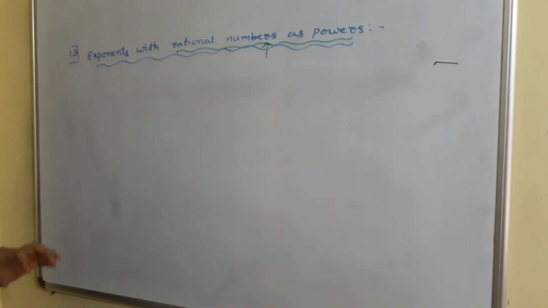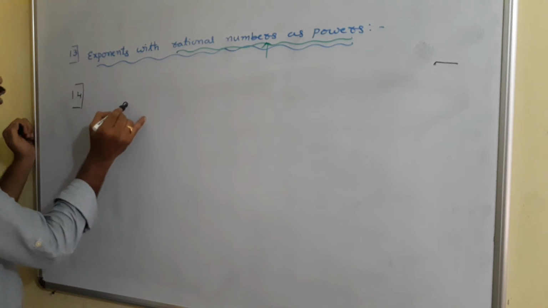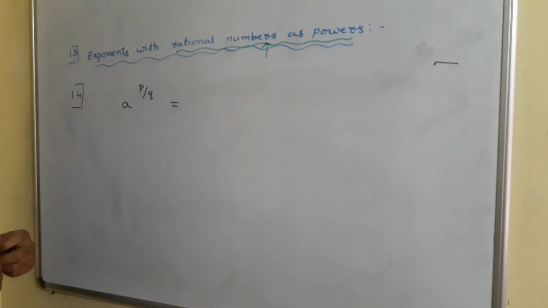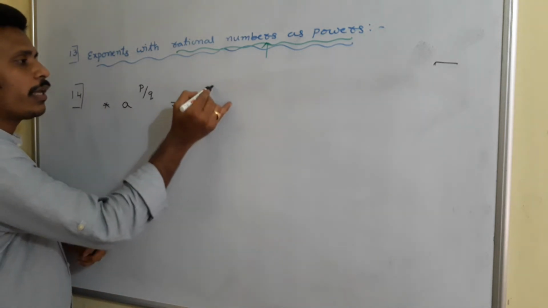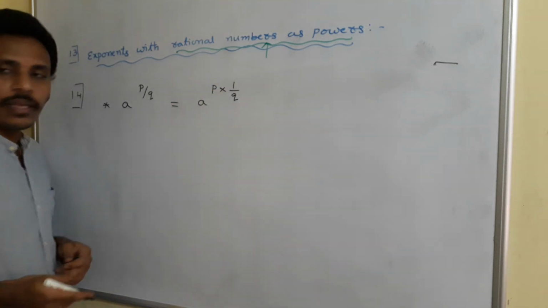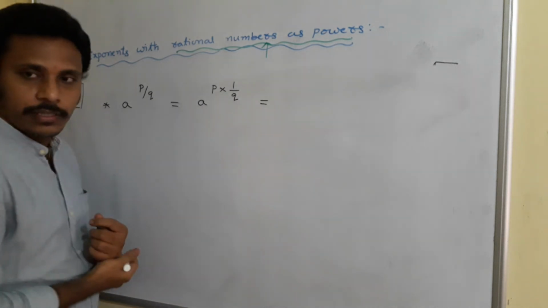And then in 14, what I am going to explain for you is, if you have a number p by q as a power, then what we need to discuss. See 14 one. A to the power p by q. See, a to the power p by q can be written as a power p into 1 by q. Is it right? A power p into 1 by q, and we will express it like this.